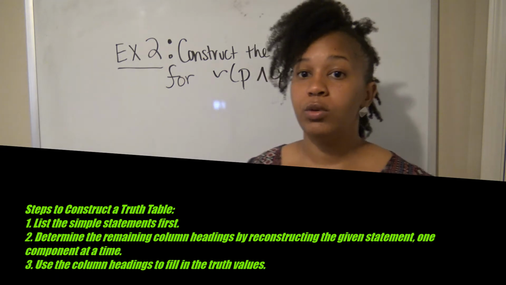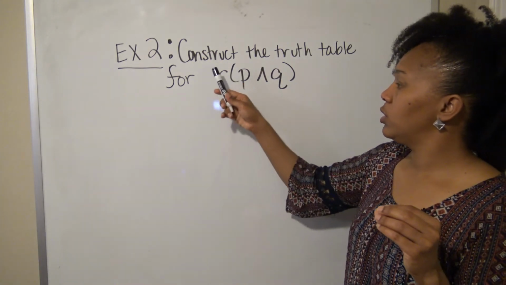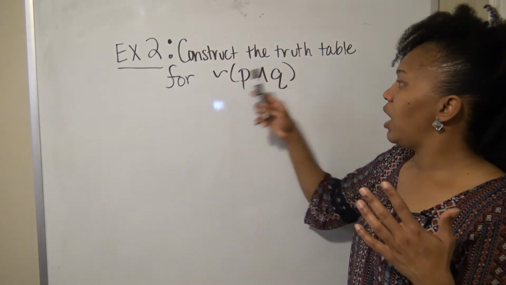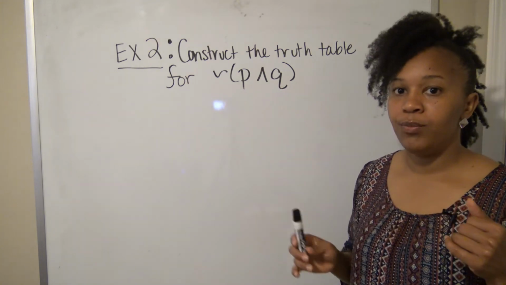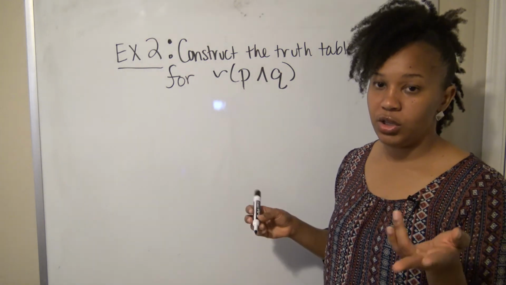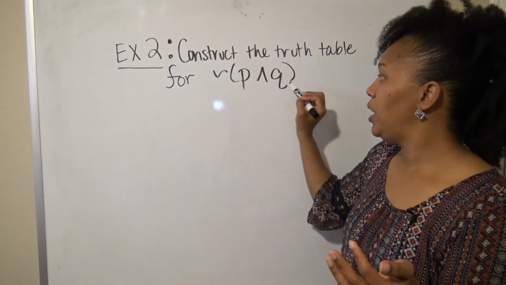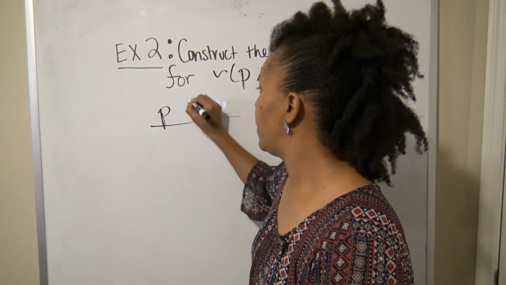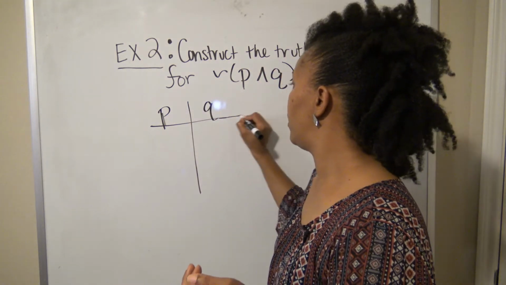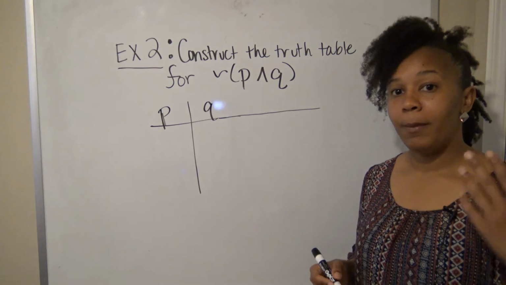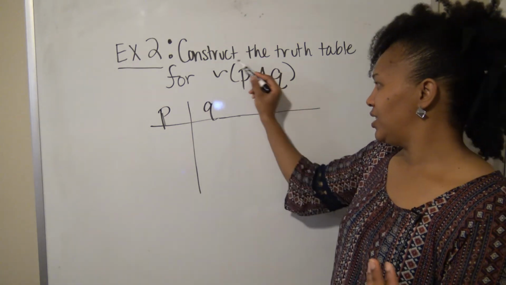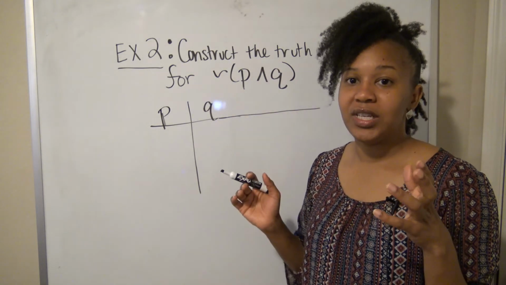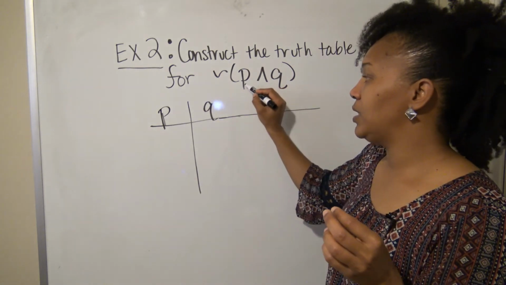Okay. So we want to use those steps with this first example. We want to construct, for example 2, the first example for constructing the truth table, the truth table for not (P and Q). So I want to look for what simple statements are used in this compound statement, and P and Q are used. So my first 2 column headings would be P and Q. All right. Then I want to determine the remaining column headings by breaking this down piece by piece. So parentheses, just like in algebra, parentheses is what you start with. You start with parentheses in logic as well.